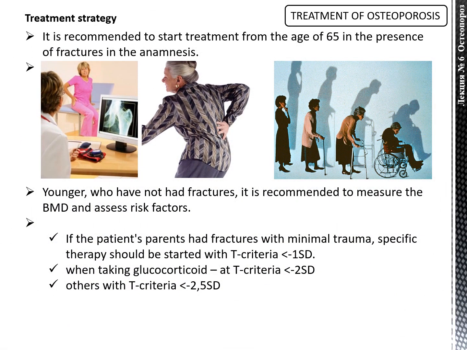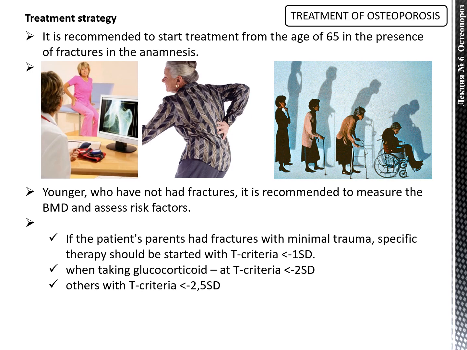Strategy for the treatment of osteoporosis. It is recommended to start treatment from the age of 65 in a patient with a history of fractures. For younger people who do not have fractures, it is recommended based on changes in bone mineral density and assessment of risk factors, in the plan that you and I have now sorted out on the previous three slides.